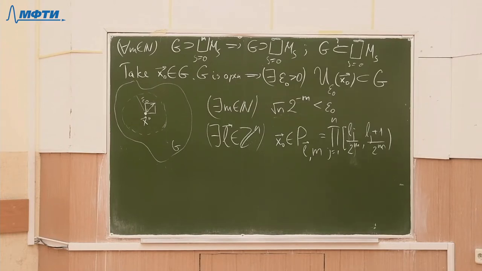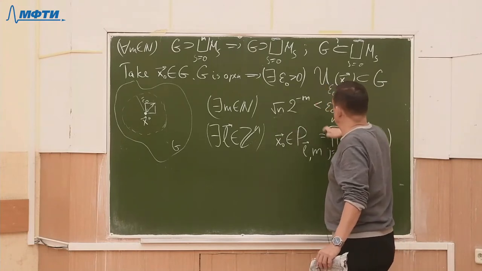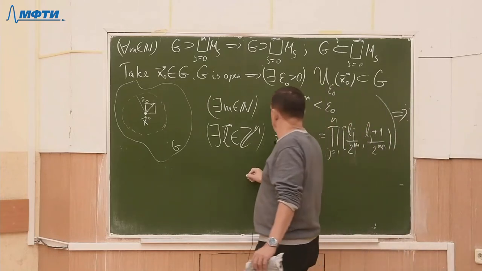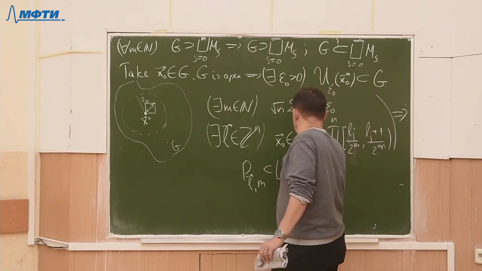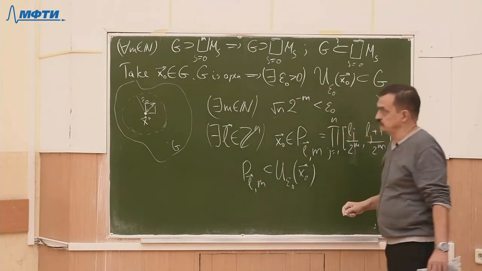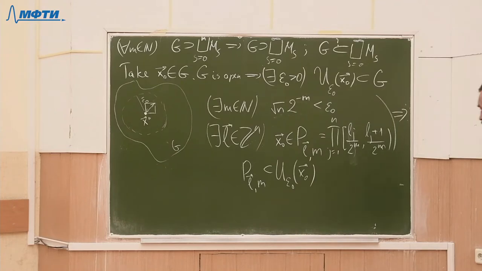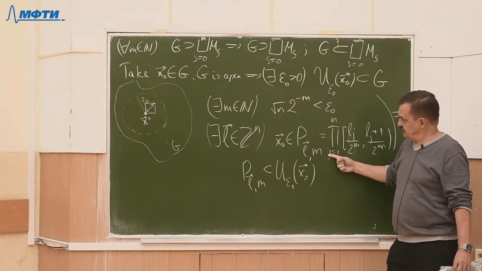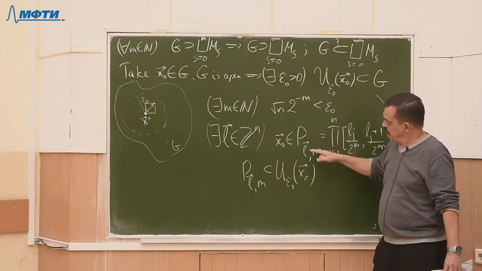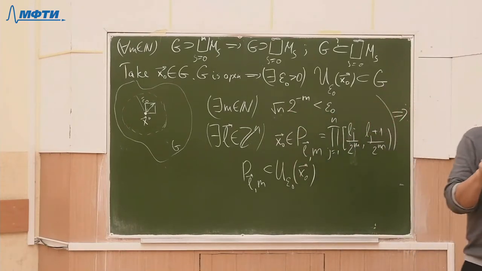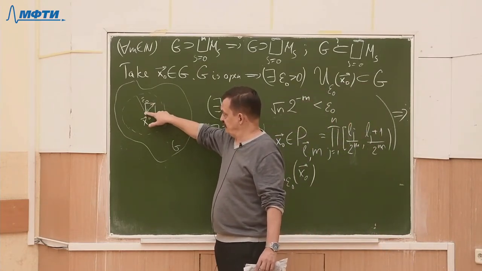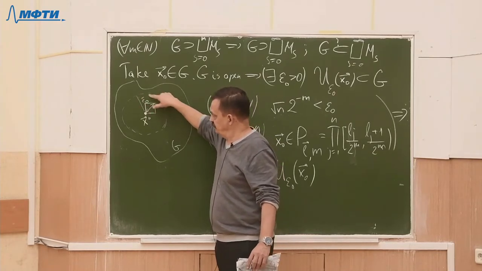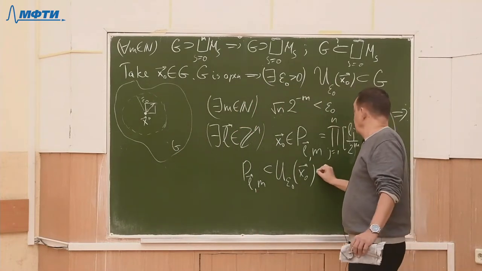And you see, since that distance is less than epsilon naught, we can deduce that the whole interval is inside our ball. That is the crucial observation. So you see, x naught belongs to the interval, and that is the maximal distance between points of our interval. And this maximal distance is less than epsilon naught. x naught is a point of our interval, the maximal distance is less than epsilon naught, so the whole interval is inside our ball. And our ball lies in G.